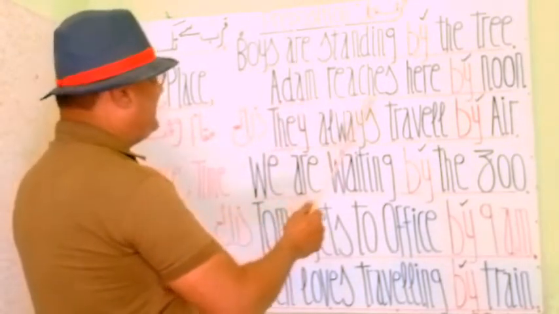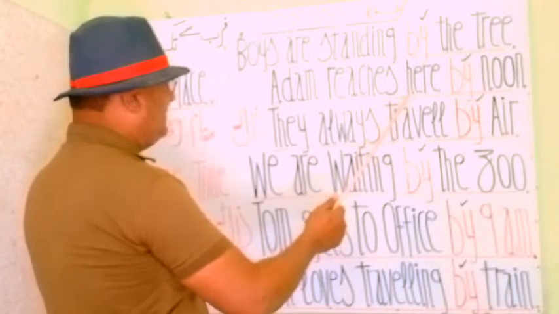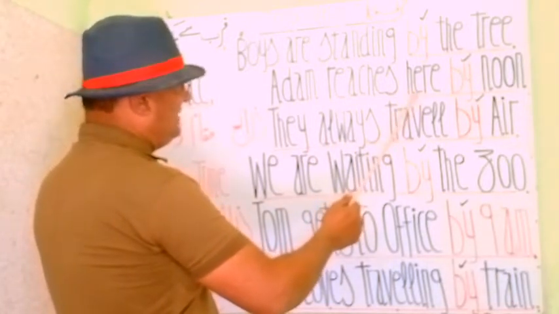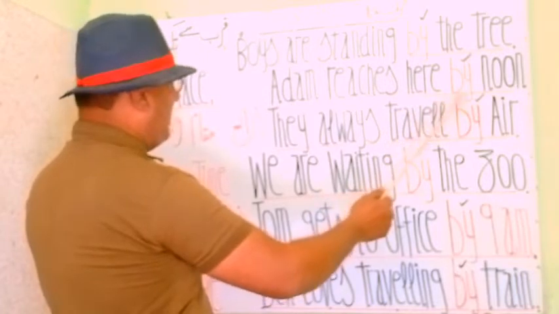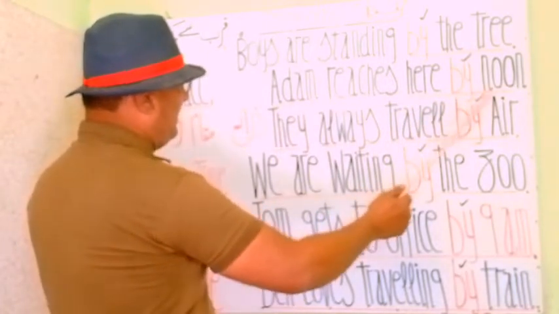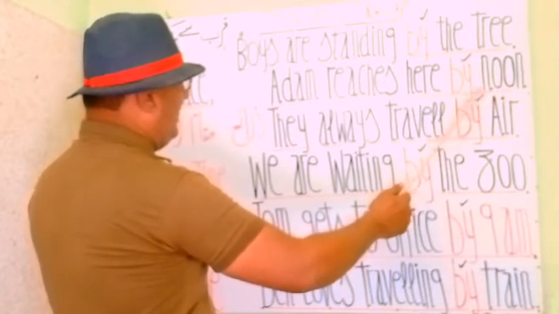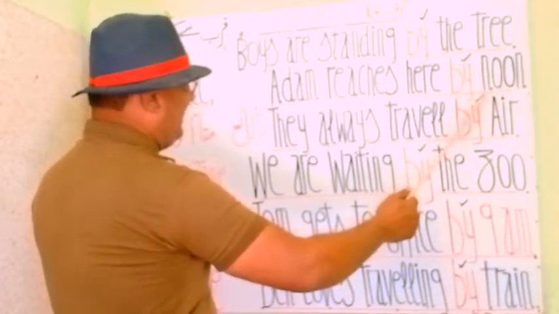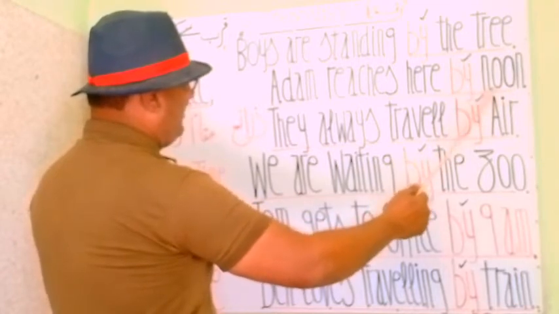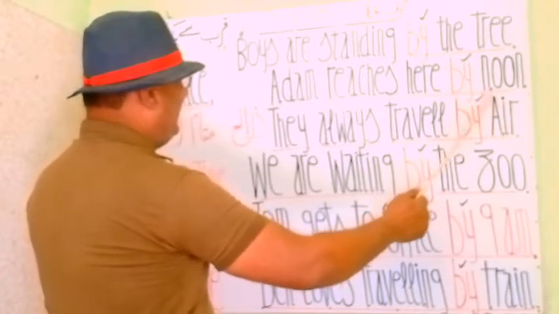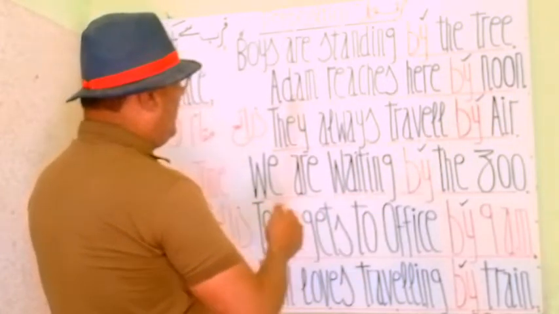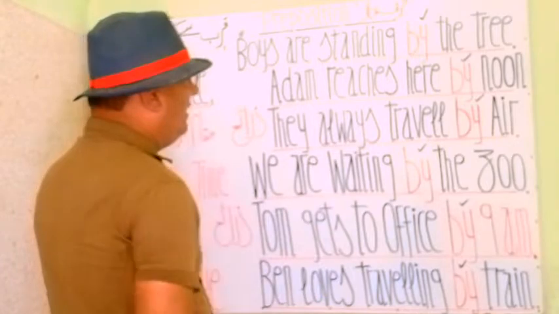And reaches is a verb, and here is the adjective of place, and by is connecting, showing a relation between Adam and the noon. Noon is a noun. It means midday. Noon means midday, exactly 12 o'clock. So Adam reaches here by noon.